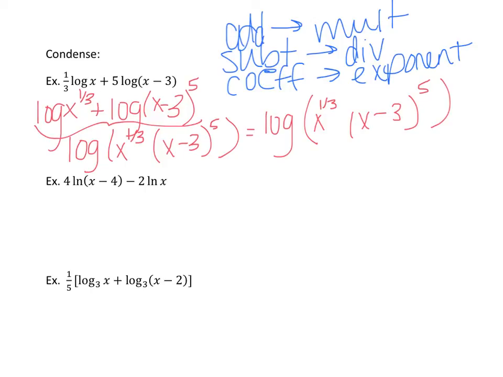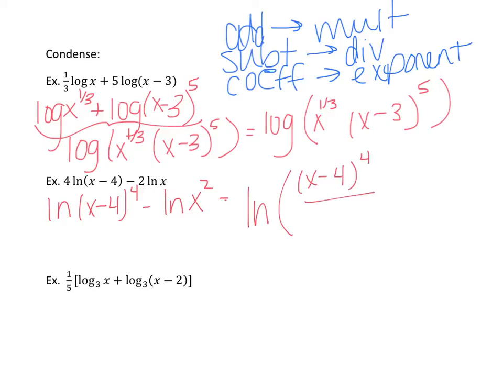On this next example, you can see your coefficients, bring them up as exponents, then condense the subtraction. You can't get in here. That is already condensed enough. So natural log of x minus 4 to the 4th, minus natural log of x squared. Subtraction goes to division, so this is the natural log of x minus 4 to the 4th over x squared.